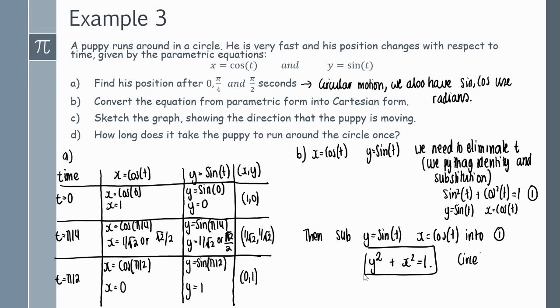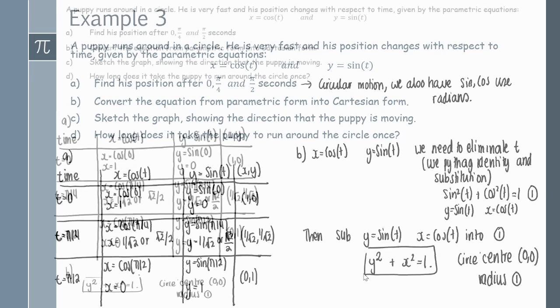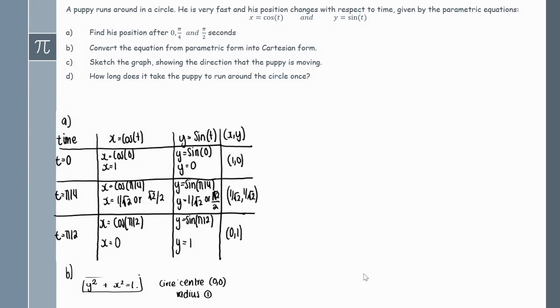Now, this is the equation of a circle with center 0, 0 and radius 1. And that, to me, seems similar to the coordinate points that we were starting to get when we were doing our table. Right, let's use both of these to sketch our graph. Remember, we have to show the direction that the puppy is moving, usually with an arrow. Let's start with our table of points here.